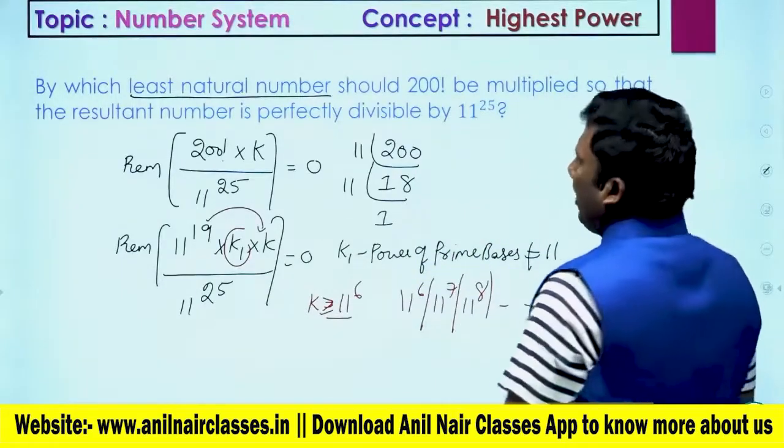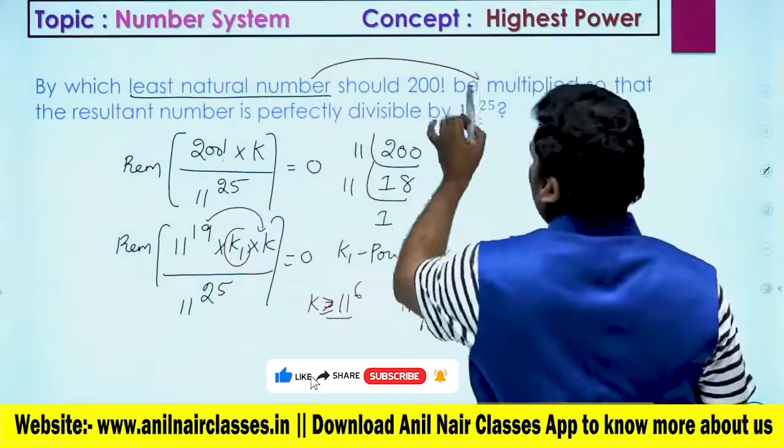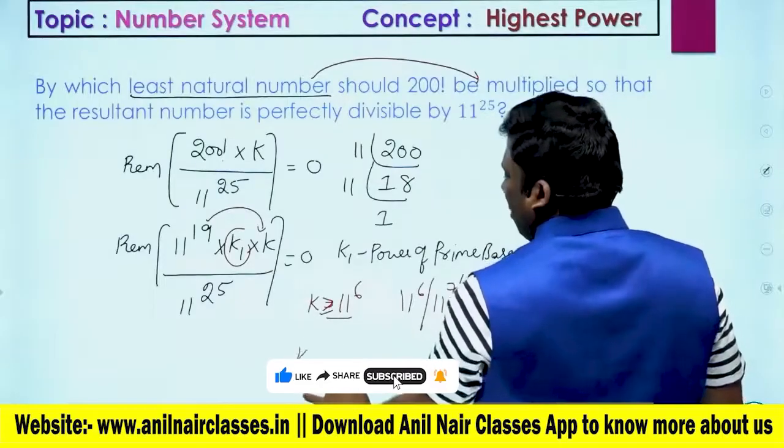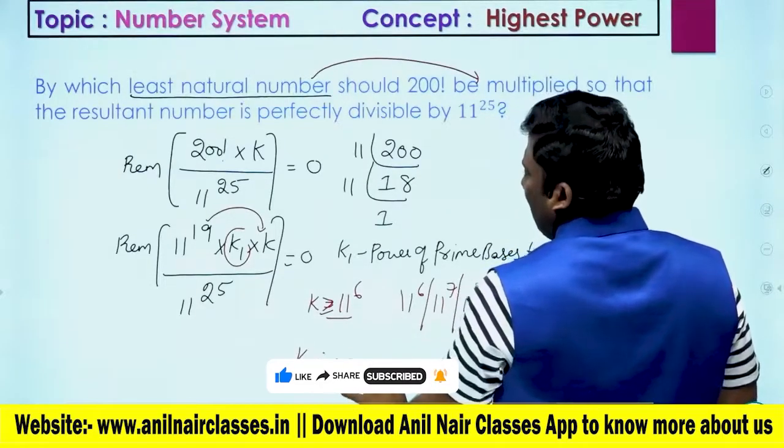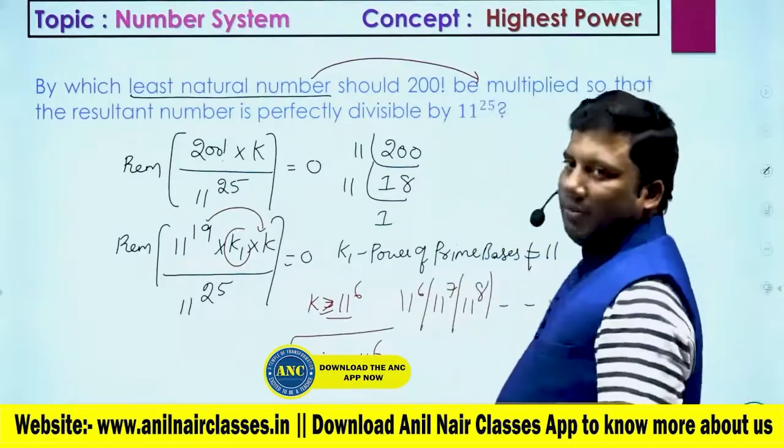What is the question? By which least natural number should it be multiplied? What will be the minimum value of k? K minimum value will be 11 power 6.